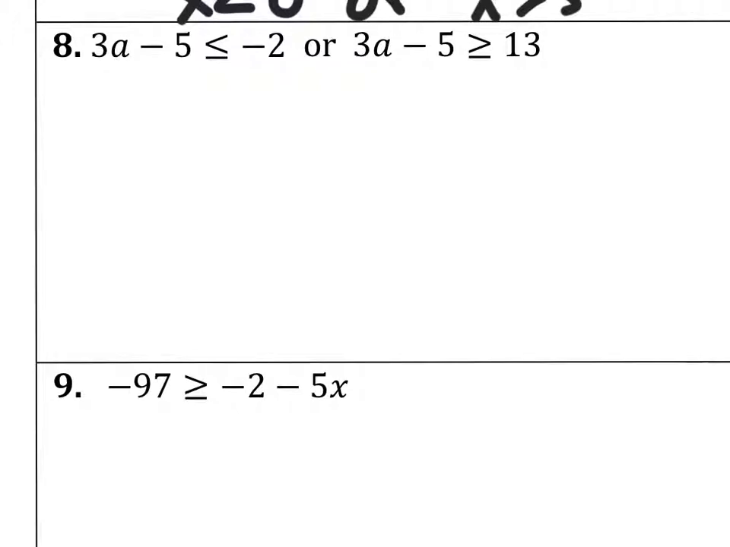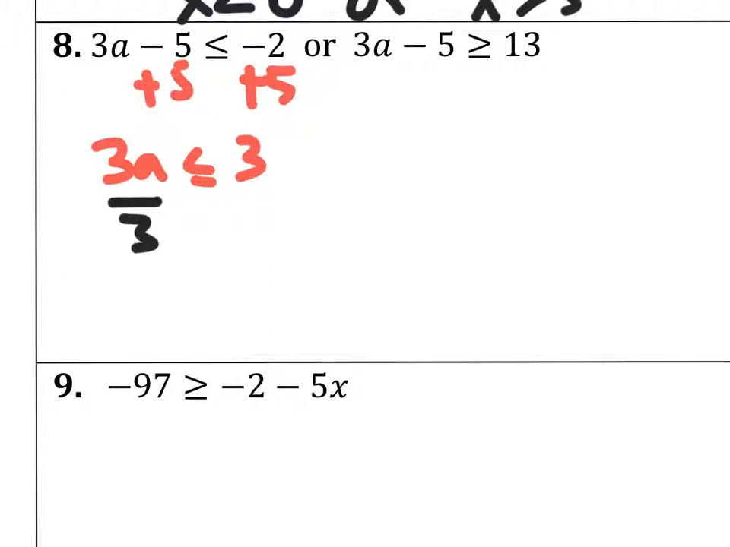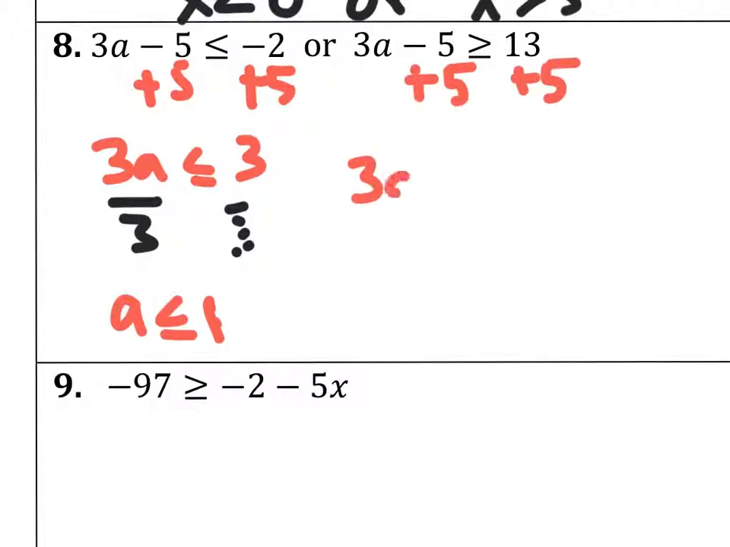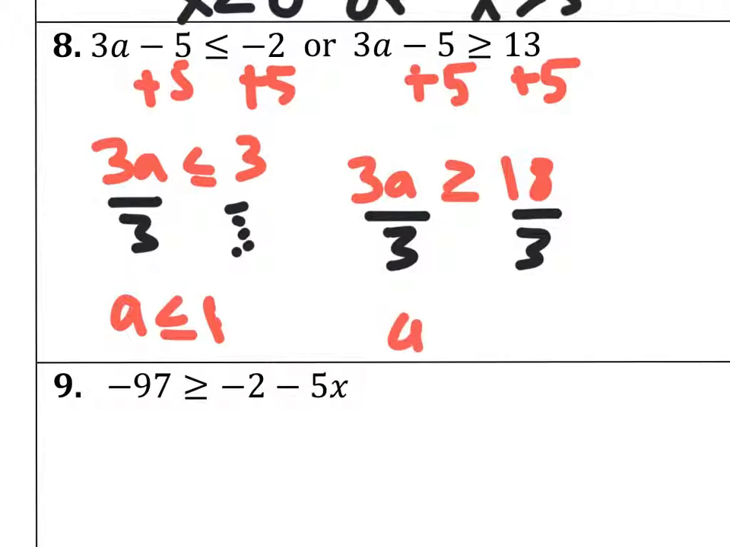Again, another OR statement. So we got to solve each piece. We're going to add 5 to both sides. And get 3a is less than or equal to positive 3. Divide by 3. And we get a less than or equal to 1. Or we would take the other one and we would add 5 to both sides. And we get 3a is greater than or equal to 18. Divide by 3. You get a greater than or equal to 6.